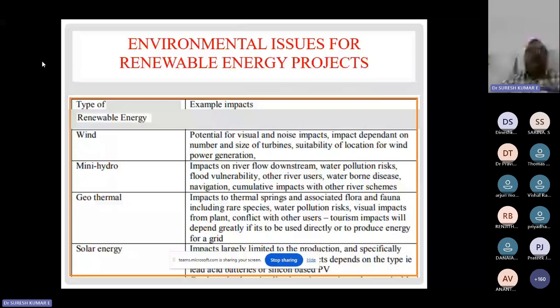These are the impacts. Then mini hydro is also considered a renewable one. River flow downstream, water pollution risk, flood vulnerability, river users, waterborne disease. Waterborne disease is also a concern there. Navigation, cumulative impacts, everything you should address. In geothermal energy, the impacts to thermal springs and associated flora, water pollution, visual impacts again. And finally, solar energy, largely limited to the production, as well as the batteries, how we are using. Of course, biomass is there. I left that because our major concern is wind and solar energy.